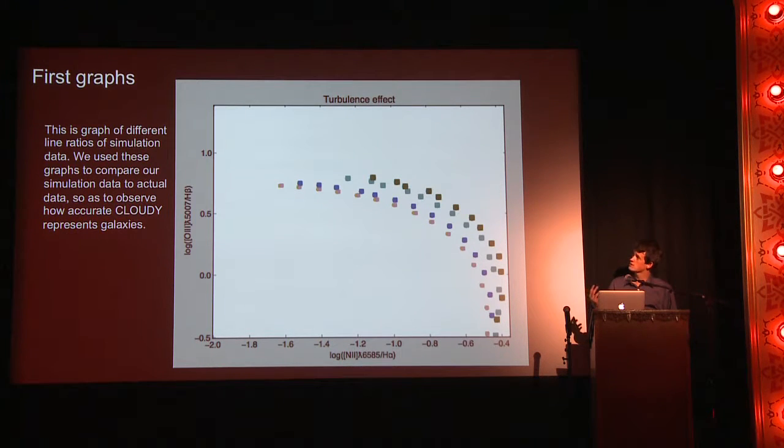So we had two programs to do that. The first program is called Cloudy, and our second program was called Flash. Cloudy is a more simplistic program. It's good for modeling simple things, but it has fewer parameters you can input.